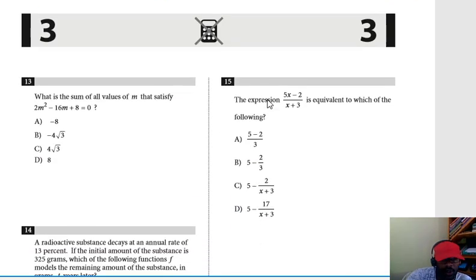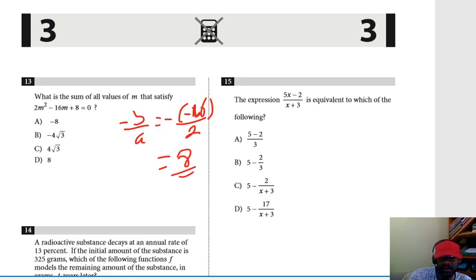Okay, let's move on. What is the sum of all values that satisfy? In this case, you're asked to find the sum of the roots, in short. So the sum of the roots here is minus b over a. Minus b over a, or minus minus 16 over 2. That goes to positive 8. That's D.